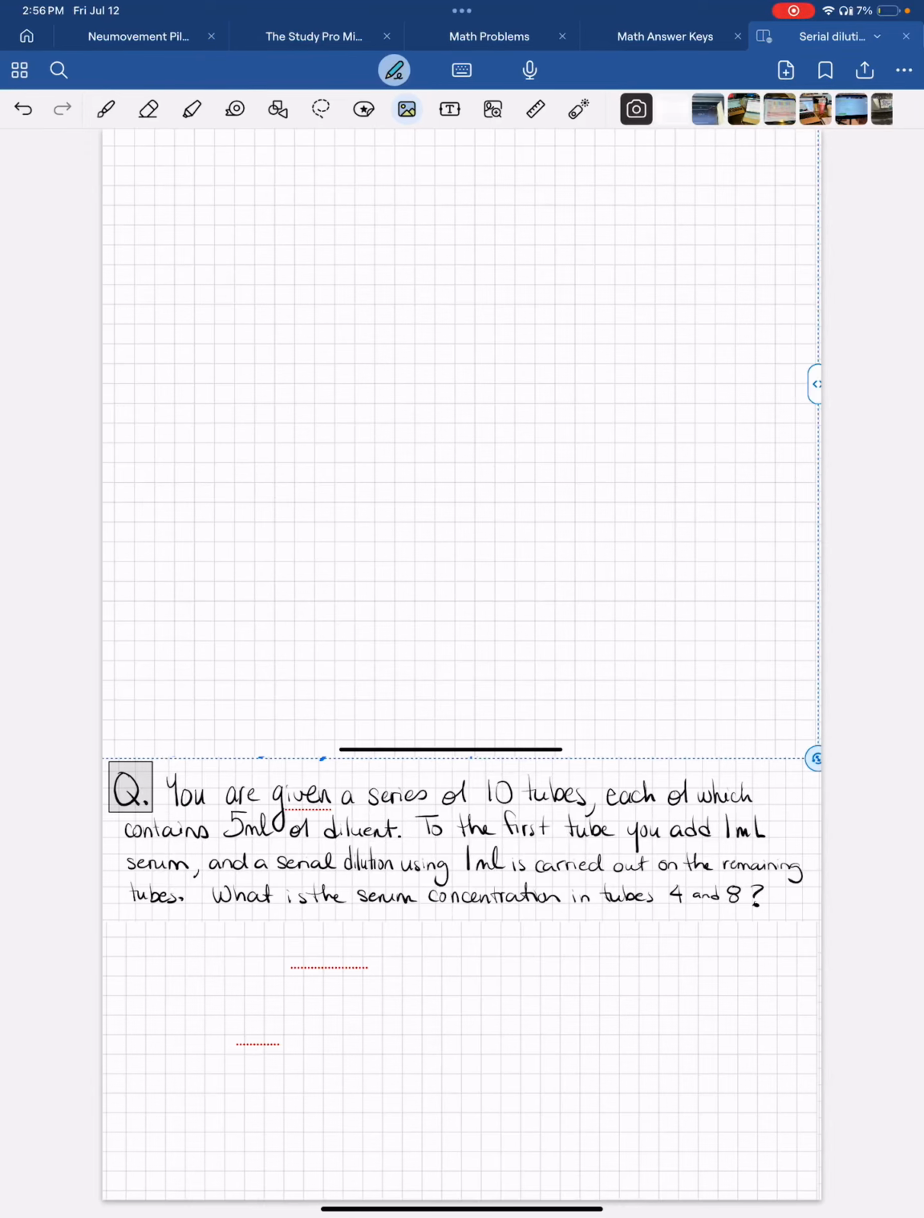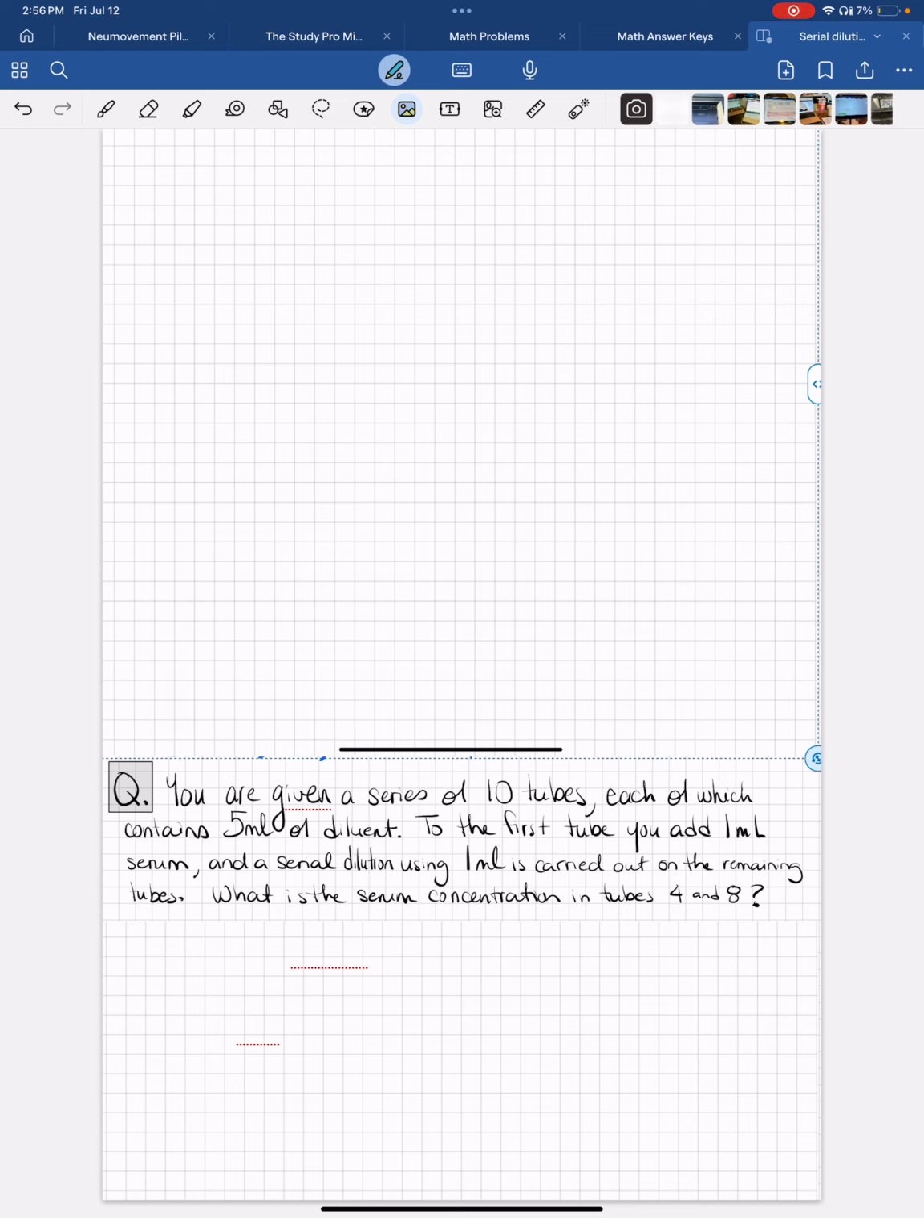Let's do a more complicated serial dilution question. Using the 4th edition textbook on page 102, let's do question number 4. You are given a series of 10 tubes, each of which contains 5 mL of diluent. To the first tube is added 1 mL of serum, and a serial dilution using 1 mL is carried out on the remaining tubes. What is the serum concentration in tubes 4 and 8?